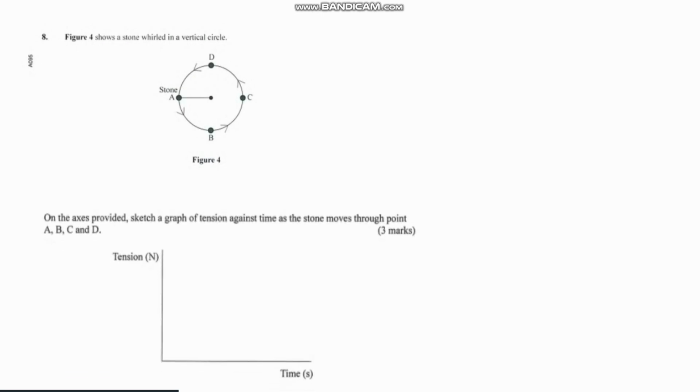So on the axis provided, sketch a graph of tensional against time as the stone moves through the points A, B, C, and D. The stone is moving from one point to another. D is at the top, B is at the bottom, and A and C are at the sideways. So there are a number of phenomena that happen at these specific points. And before we draw a graph, let us look at those phenomena that take place at those points.